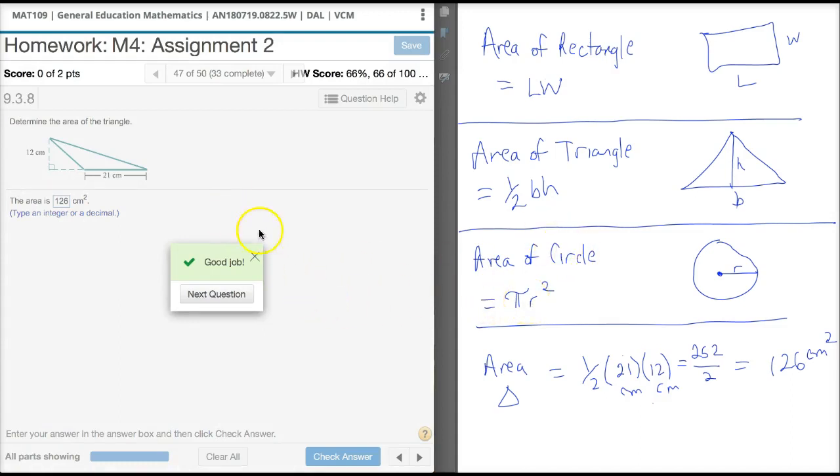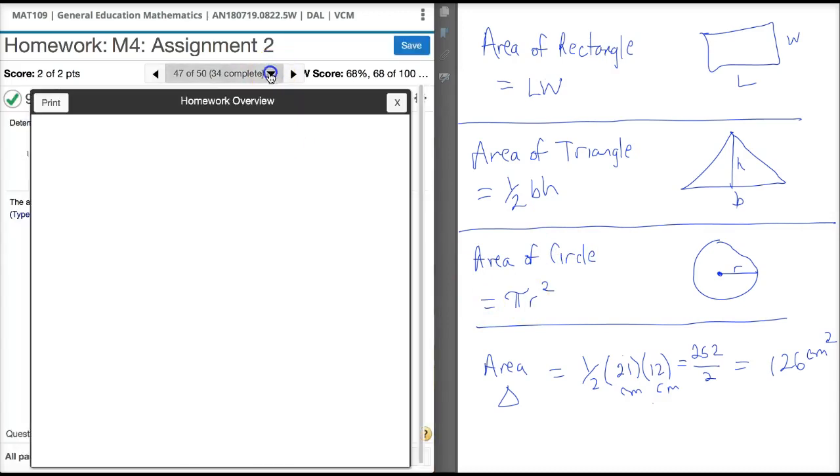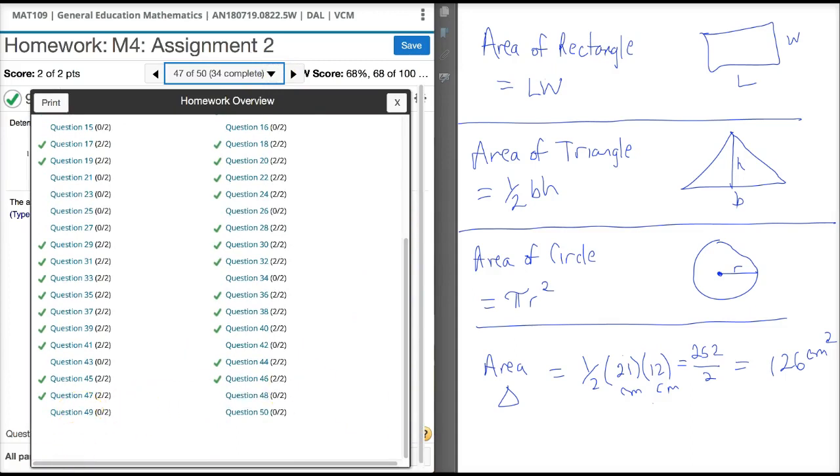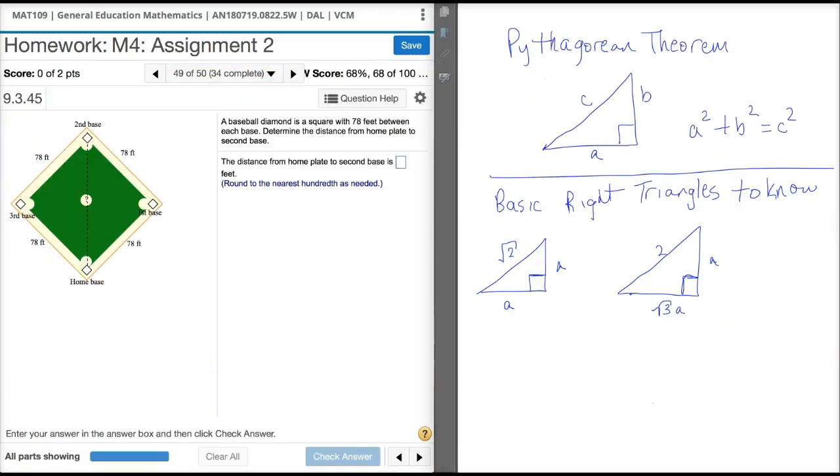And so for our last two problems, 49 and 50, we will talk about the Pythagorean theorem. For question number 49, we're told that we have a baseball diamond, and it is in the shape of a square. So we know that all the sides of that baseball diamond are the same. And of course that measure is 78 feet. And we want to determine the distance from home plate to second base. So in other words, we want to determine this distance from here to here.